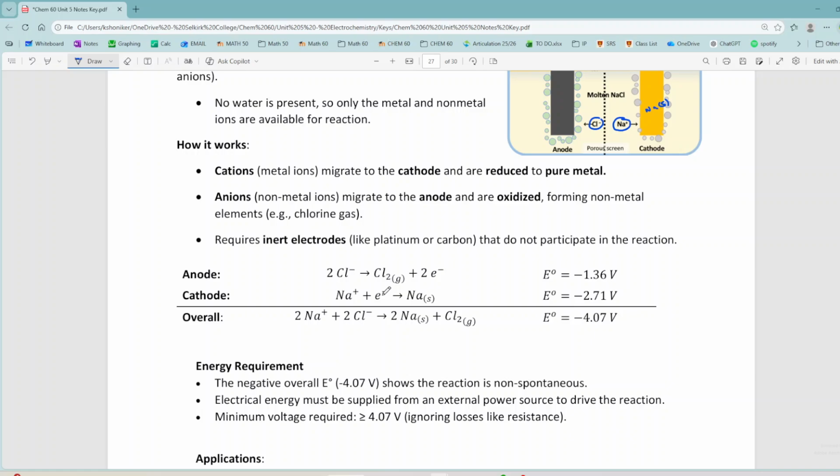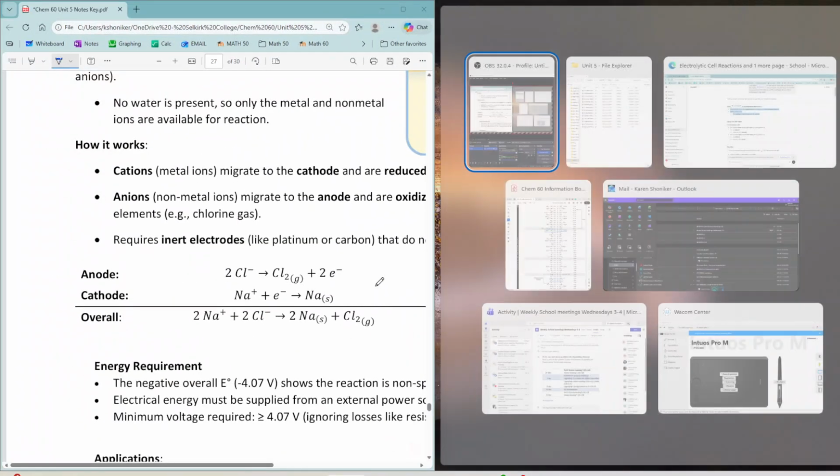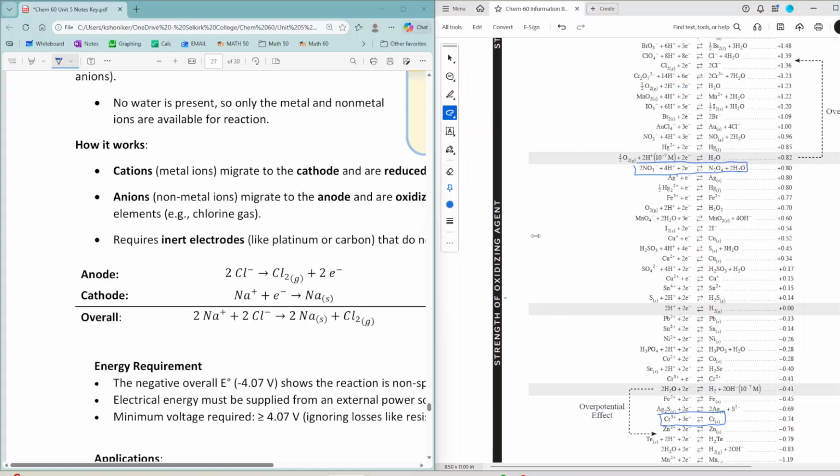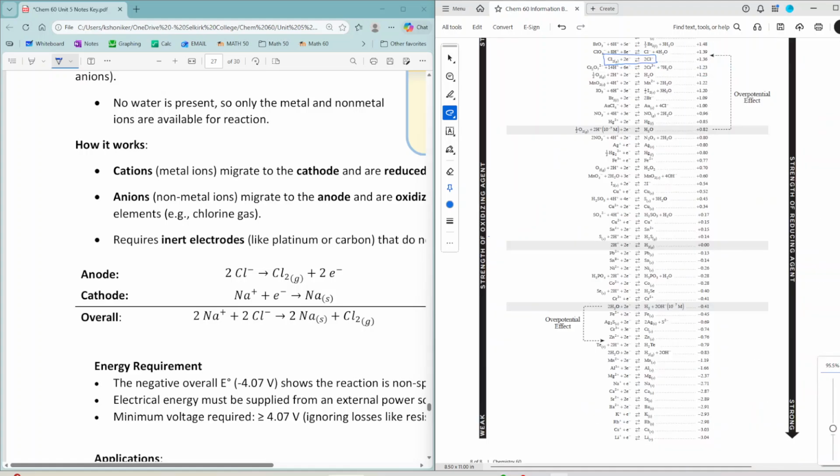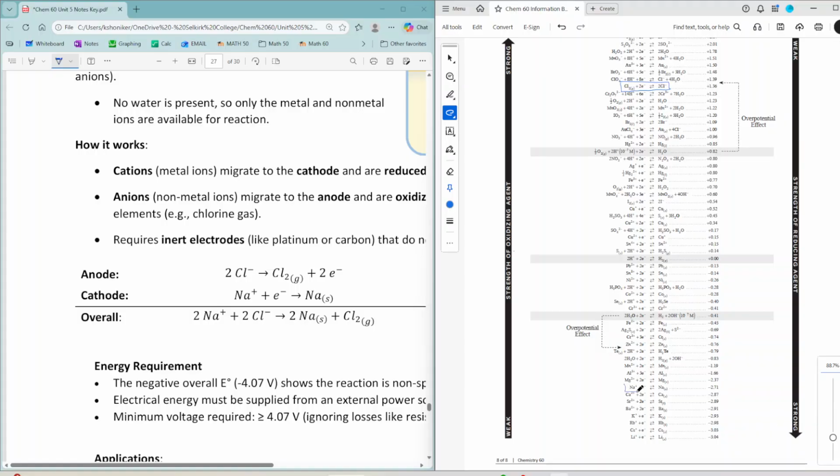So if we were to look at these on the chart, actually, let's bring up the chart because it can be helpful to have it up. There it is. Okay, so let's just find chlorine and let's find sodium. Where is my chlorine gas? We want chlorine gas forming chloride, okay, this one. And then we want to find our sodium. Sodium's going to be way at the bottom, so I've got to zoom out. My sodium is going to be way down here.